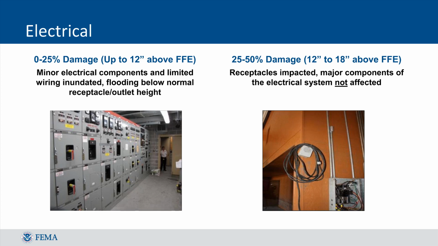If there has been some damage to receptacles or outlets, especially from flooding or rain, damage will likely fall in the 25 to 50% range. The right photo shows an outlet that was damaged after about 18 inches of flooding impacted the structure. In this range, damage is still somewhat limited to wiring or other small features such as receptacles. There would not be damage to major features such as junction boxes.